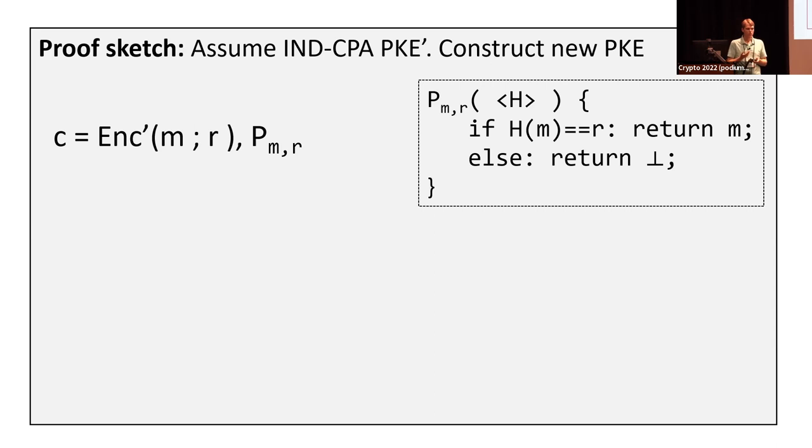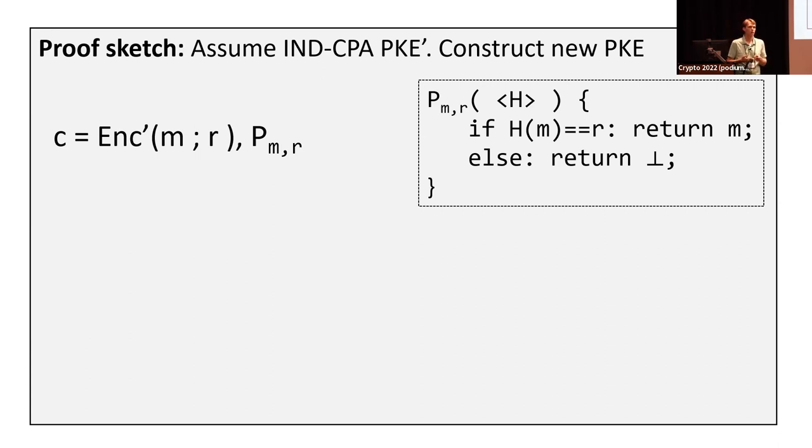So what happens? To encrypt the message M, you encrypt under this starting public key encryption scheme, ENC prime. And then you additionally supply this program piece of MR. And this piece of MR is what you're going to use to actually break the security of the transform. So what does this program do?